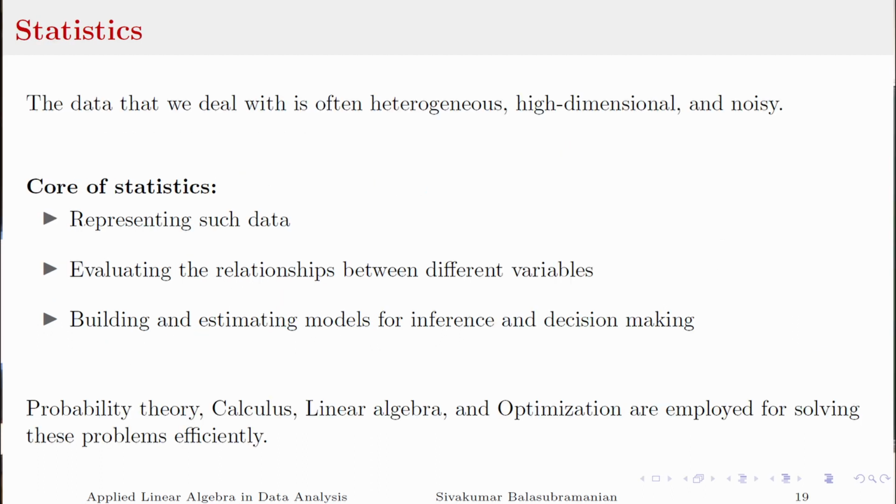And then statistics. The data that we deal with is heterogeneous, high dimensional and noisy, and the core of what statistics is about is representing data, evaluating relationships between variables, and building and estimating models. And all three areas that we talked about, probability theory, calculus as well, linear algebra and optimization, of course, have a role to play in statistics. Again, earlier, like I said, you had to be able to solve problems analytically, but these days you don't have to always resort to an analytical solution.